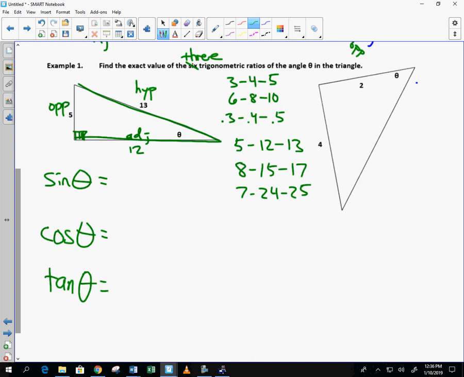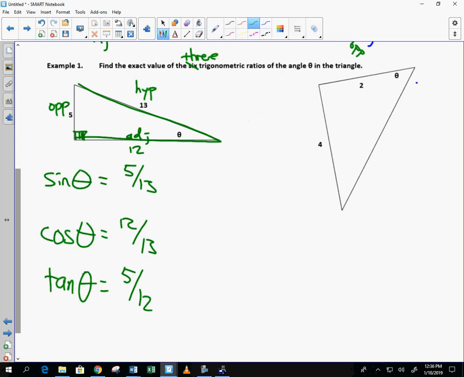So, what is sine of theta? 5/13. What is cosine of theta? 12/13. Carissa is on a roll. Tangent of theta? 5/12. We all good? Okay, look at the next one.